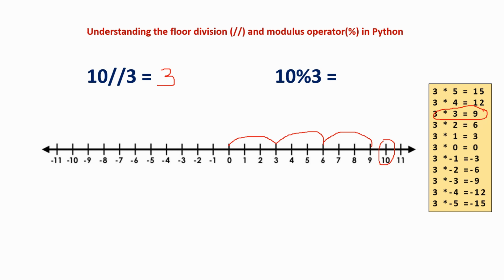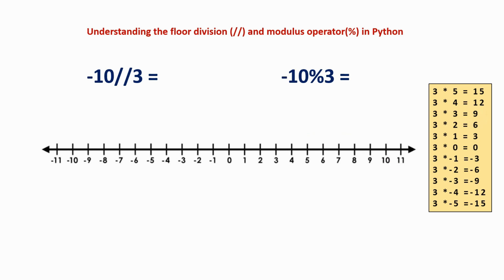The other way of looking into it is how much is subtracted from 10 to get 9. So it can be two ways. 10 minus 9 is 1, or 9 plus 1 is 10. So the answer is 1. So I hope this is clear. Now let us move to our next case.